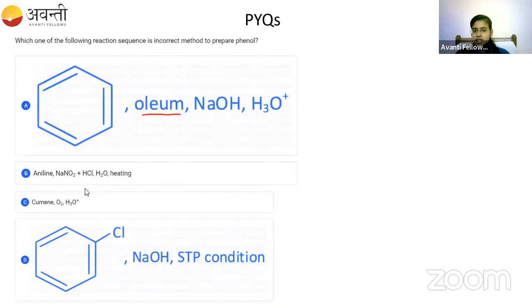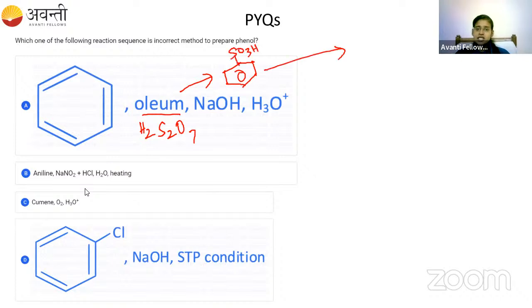If you treat benzene with oleum, that is H2S2O7, the fuming sulfuric acid, it is nothing but sulfonation. That will lead to the formation of benzene sulfonic acid. And if this benzene sulfonic acid is treated with NaOH and H3O plus, it will lead to the formation of phenol. So it is the correct method of preparation of phenol. So option A is correct only. You have to find out the incorrect.